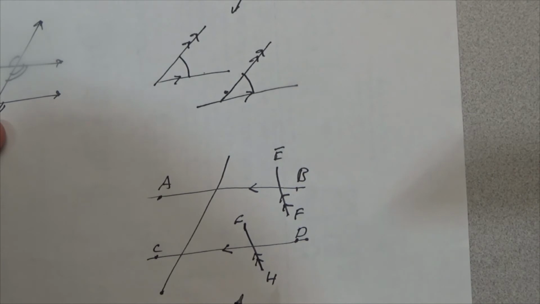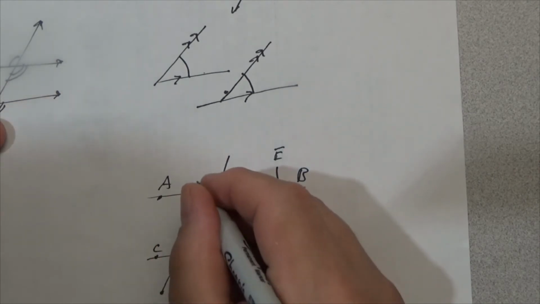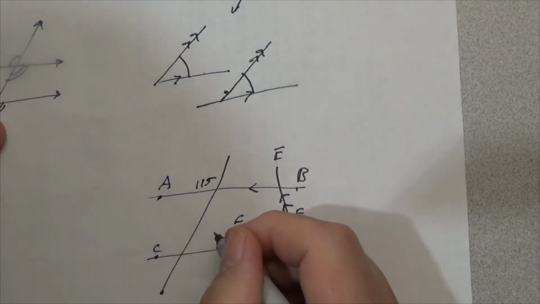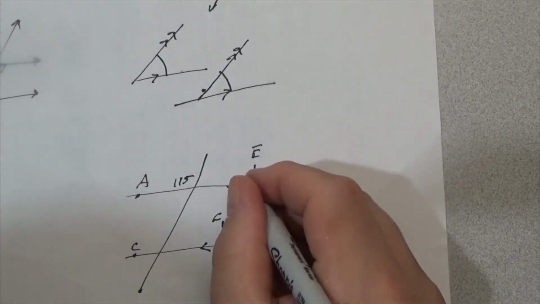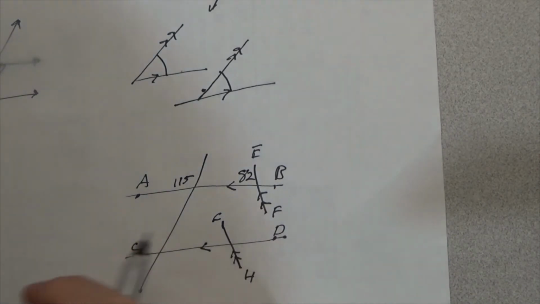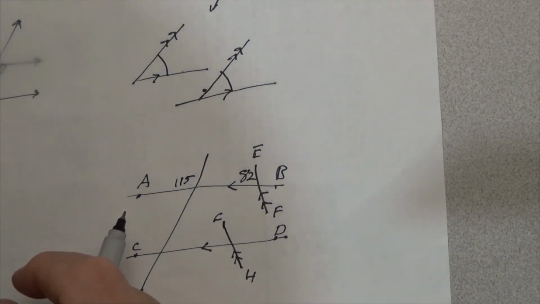And then they give angle 1 is 115, so I'll write angle 1 is 115 right there. And angle 2 is 82. So over here we have 82. All right, determine the other angles.